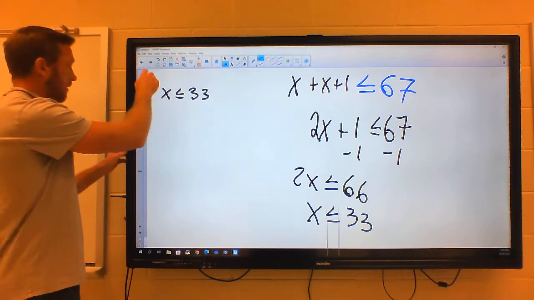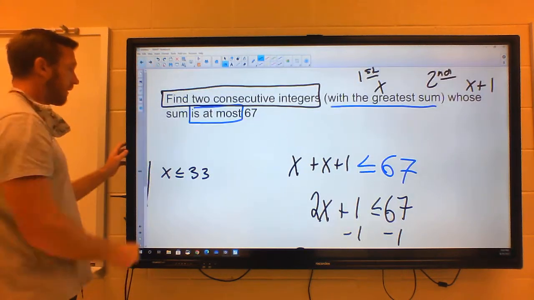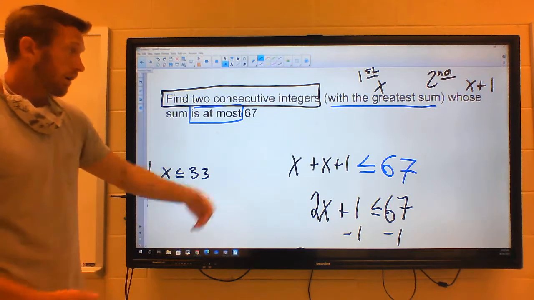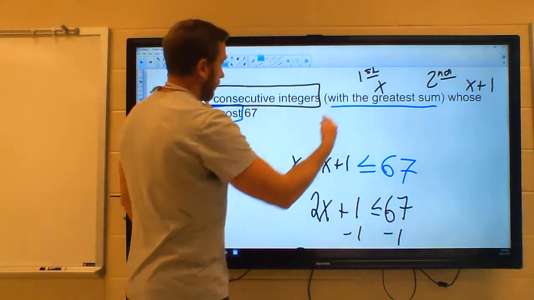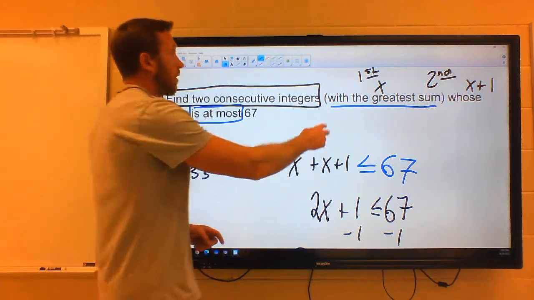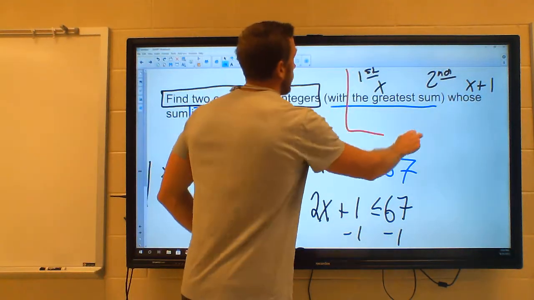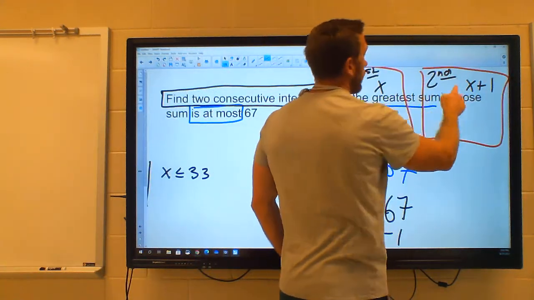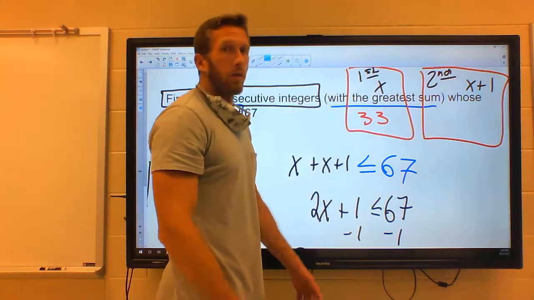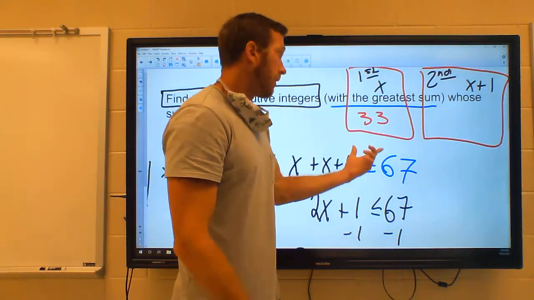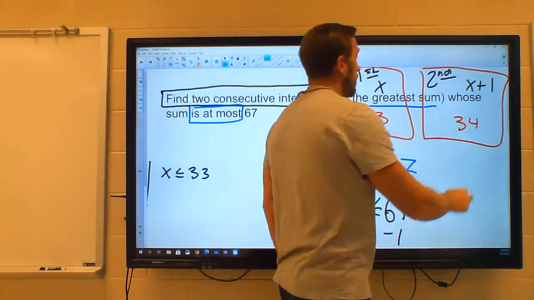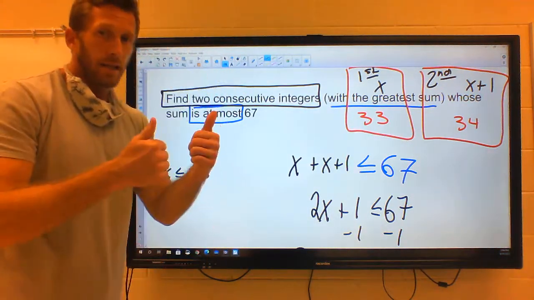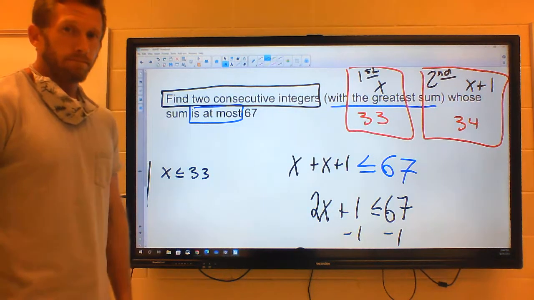It could be any number below 33. It could technically be 1. It could be 7, because 7 plus 8 is 15. That works. But we want the greatest value, which would be 33. So our first answer would be 33. Our second one is 33 plus 1. Why did I get 33 plus 1? X plus 1. It's 33 plus 1, or 34, if you will. Okay? How does that sound? Everybody's good with that?